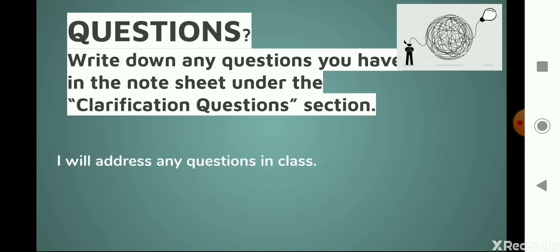If you got to this point of the video, please write down your favorite color on the bottom of the sheet.